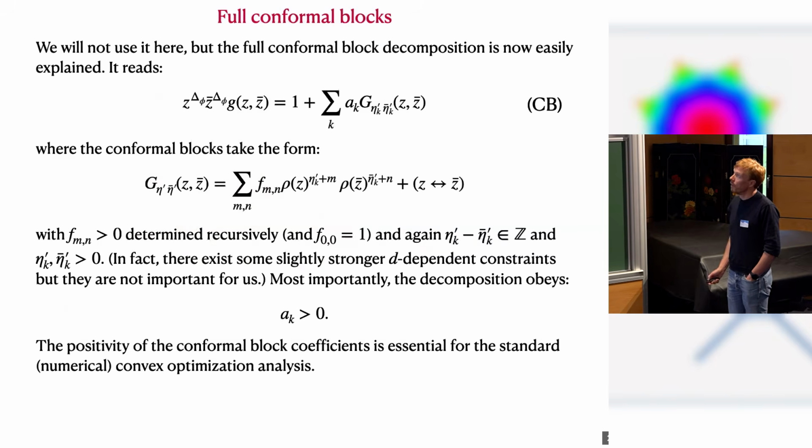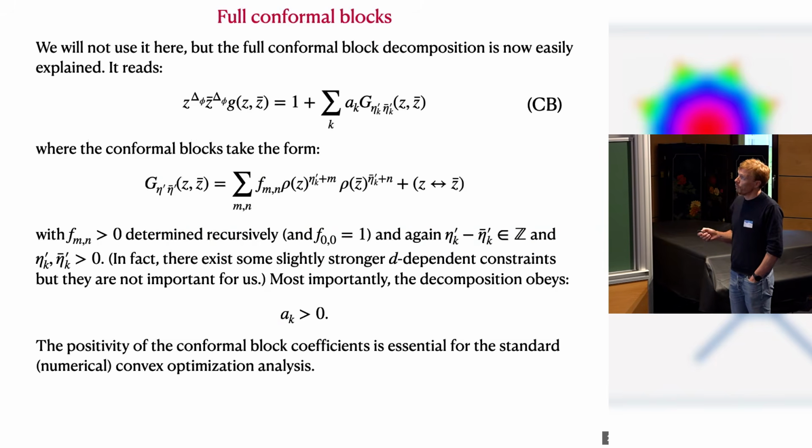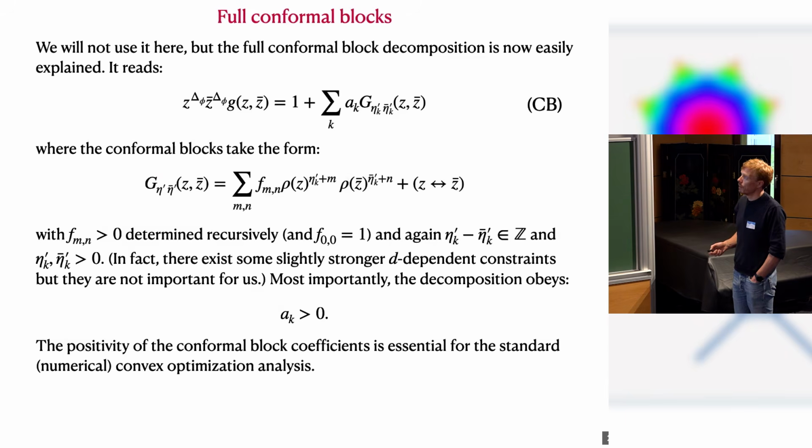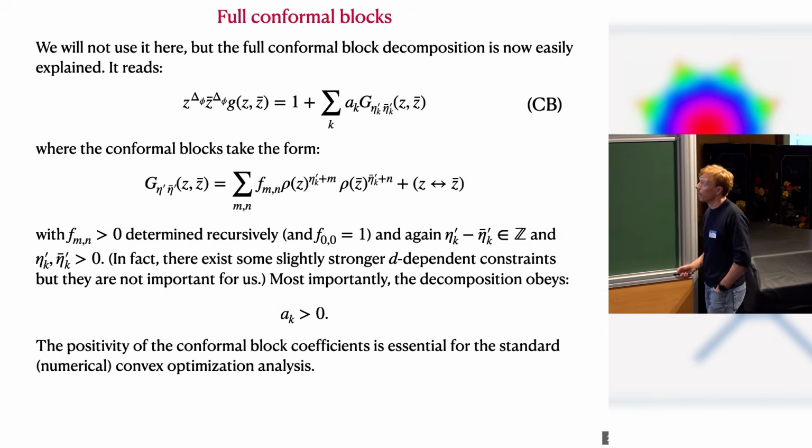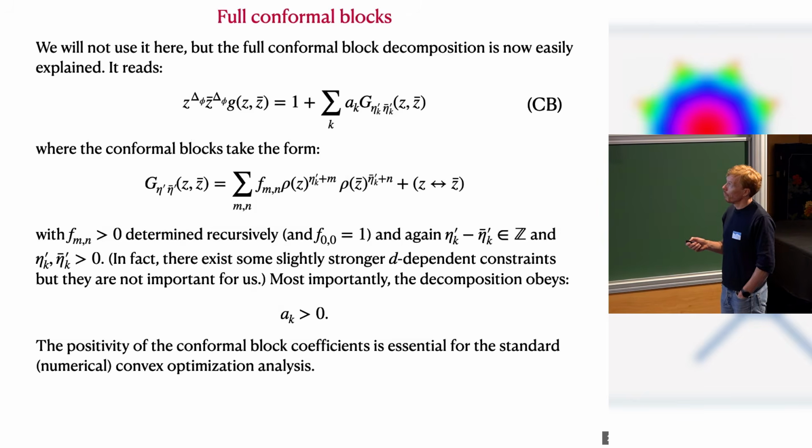But first, just for completeness, the full conformal block decomposition is just another decomposition, again, with coefficients a_k that are positive. So this decomposition is just reshuffling the rho variable decomposition. So it's a decomposition in terms of conformal blocks with positive coefficients.